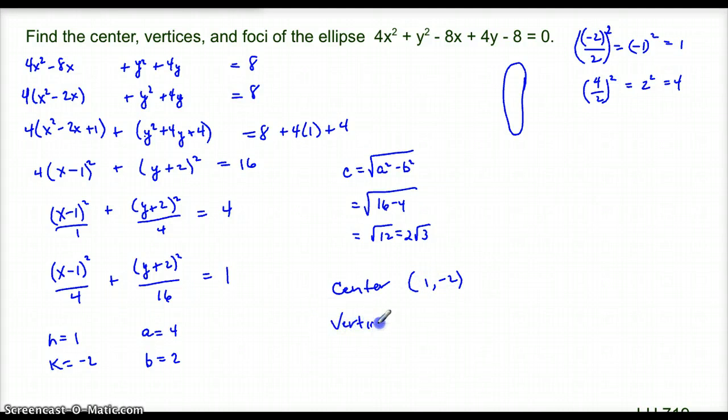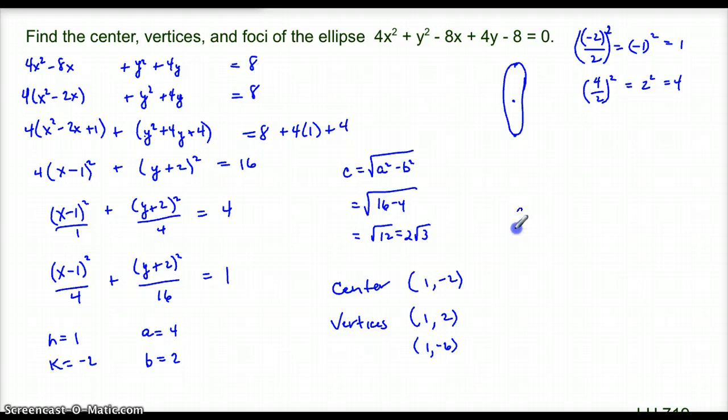So our vertices, first one is going to be on that x value. I have to add 4 to that, so it's going to give me 1, 2. And I also need to subtract 4 from that, okay? So in other words, I'm starting at my center. If I go up 4, I'm going to be up here. That's going to give me one vertex. That's this one. And if I go down 4 units, subtract 4 from y, I'm going to get the other vertex. Okay, so the other one is going to be 1, negative 6.